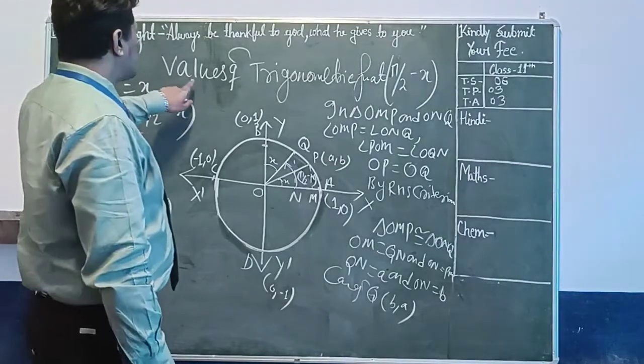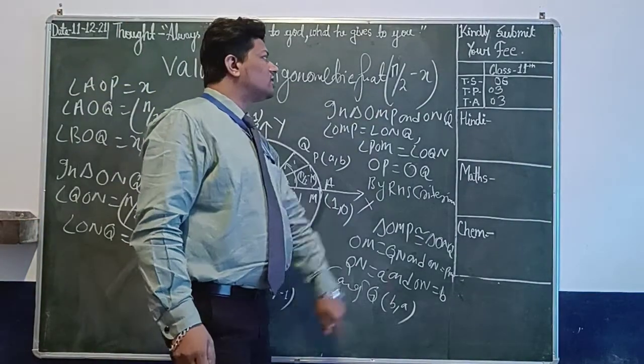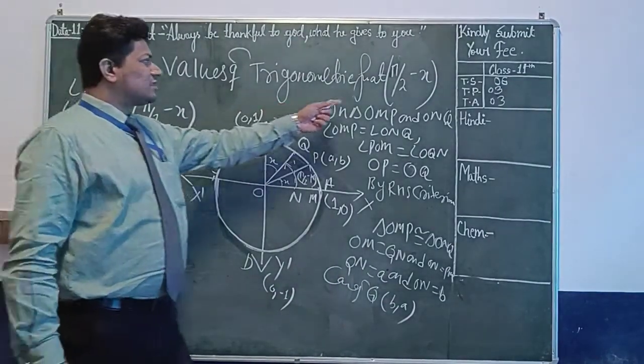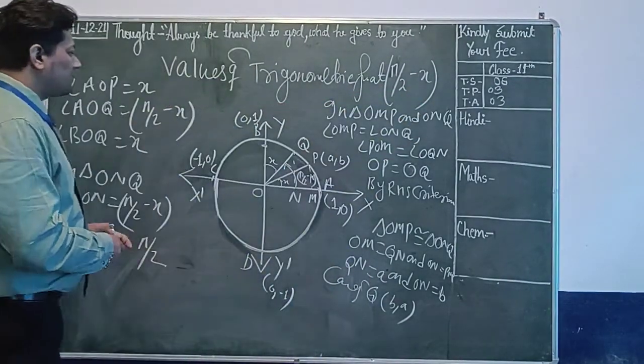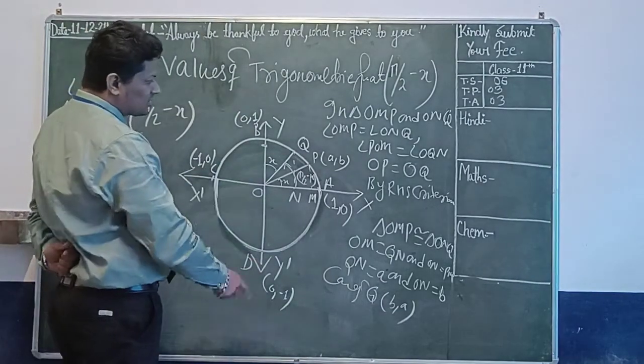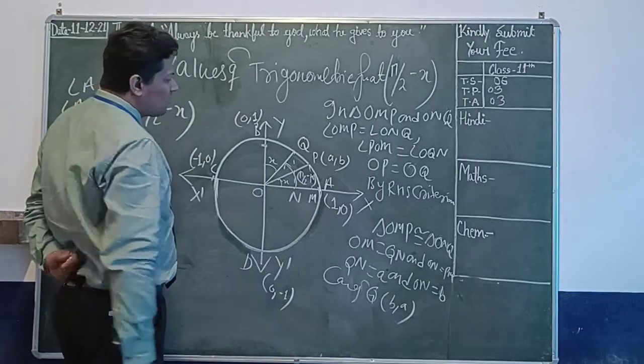Today we have to discuss the values of trigonometric functions at pi by 2 minus x. Pi by 2 minus x means 90 minus x. Here, first of all, we will consider a unit circle. This one is a circle. These are the x-axis and y-axis.